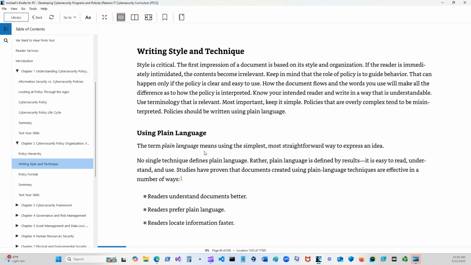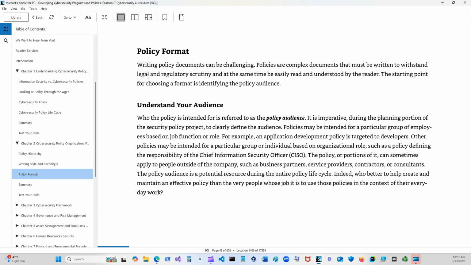The term plain language means using the simplest, most straightforward way to express an idea, right? No single technique defines plain language. Rather, plain language is defined by results. It is easy to read, understand, and use. Studies have proven that documents created using plain language techniques are effective in a number of ways, and here's a reference. Readers understand documents better. Readers prefer plain language. Readers locate information faster. That's a given.